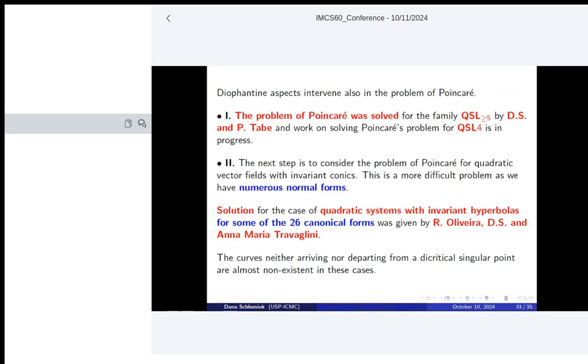Next step is to consider the Poincaré problem for quadratic vector fields with invariant conics. This is a more difficult problem because we have numerous normal forms. And the solution for the quadratic systems with invariant hyperbola for some of the 26 canonical forms was given, as I mentioned before, by Oliveira, myself, and Anna Maria Travaglini. And in all these systems, we have very few. We have just 2 cases where we only encounter one line in each case, which is a cell-to-cell connection in both cases that satisfies Carnicer's condition. All the other cases do not satisfy Carnicer's condition.